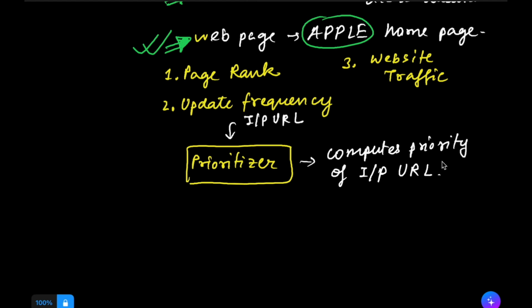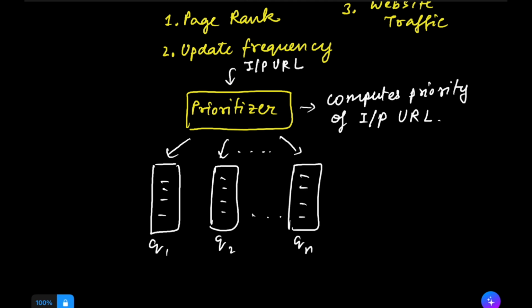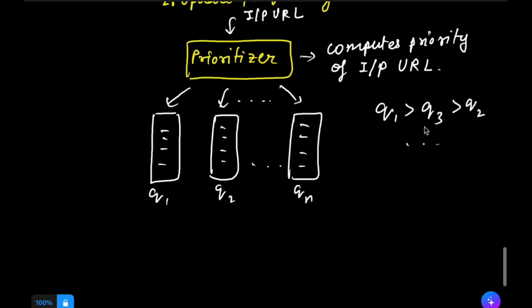So after the priority has been computed, it distributes this input URL based on its priority to various queues, and each of these queues, mind you, has its own priority. So let's say q1 is higher priority than q3, which is higher than q2, and like that they have their own priority, and depending on the calculation of the input URL's priority, it is mapped to the corresponding queue. And once this mapping has been done, again we have a queue selector.